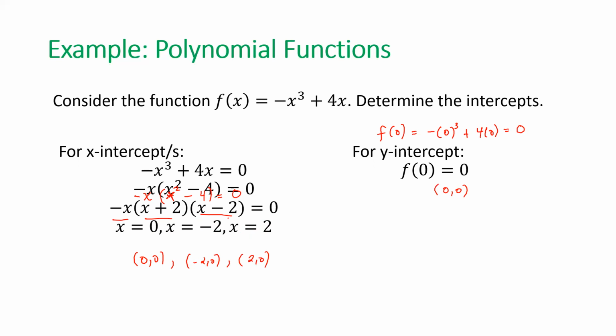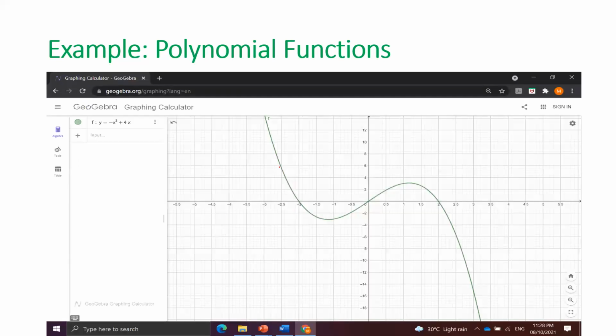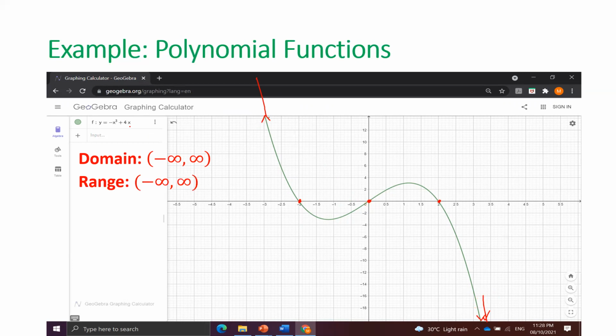So the graph of this function is shown in the next slide. So here are the x-intercepts, negative 2 comma 0, 0 comma 0, and positive 2 comma 0. And the origin 0 comma 0 also serves as the y-intercept. Now, since the graph extends indefinitely leftwards and rightwards, then its domain will be the set of all real numbers. And since the graph extends indefinitely upwards and downwards, then its range will also be the set of all real numbers.